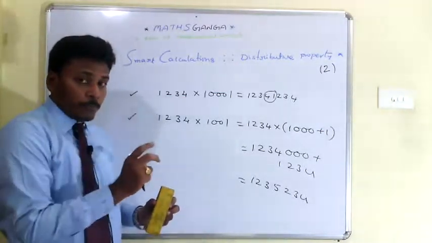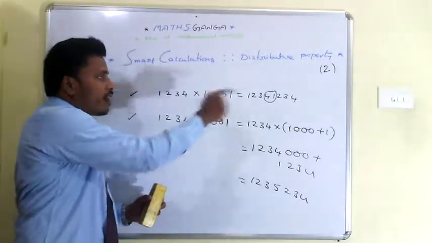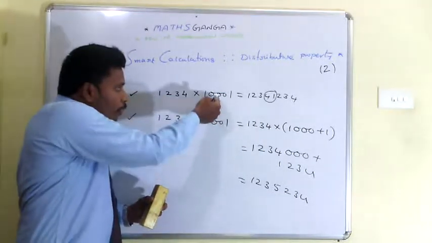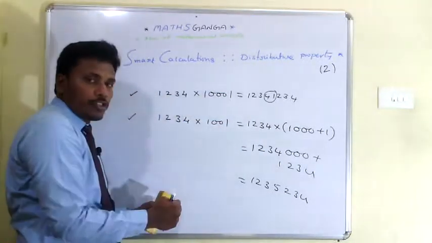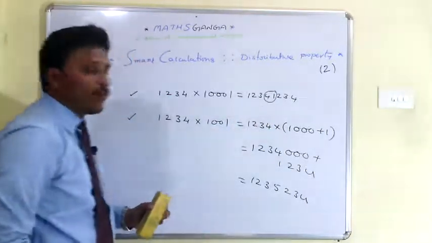Okay, just observe it. If the number of zeros is just 1 less than the number of digits, the answer is 1, 2, 3, 4, 1, 2, 3, 4. If one more zero is reduced, then the answer changes like this. We need to add this 4 and 1.